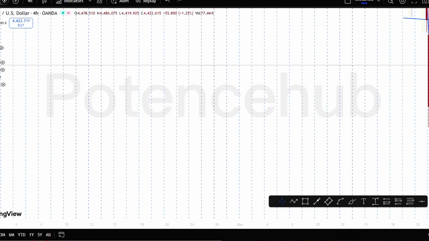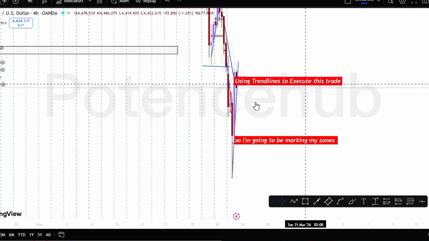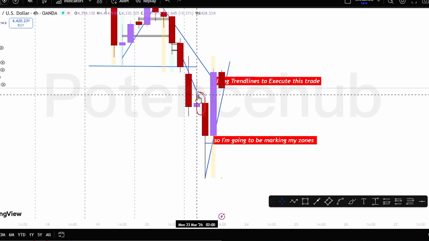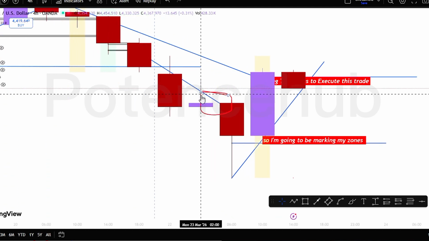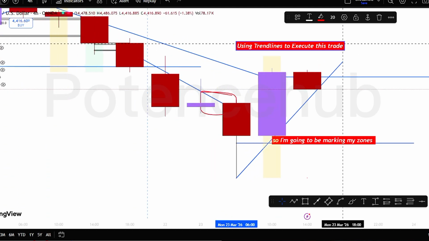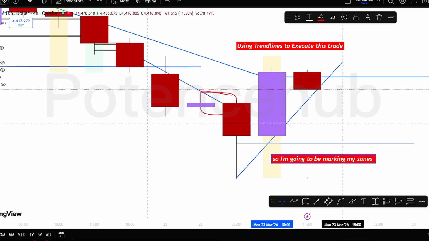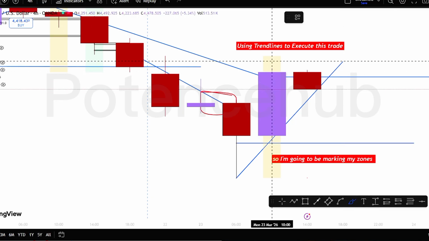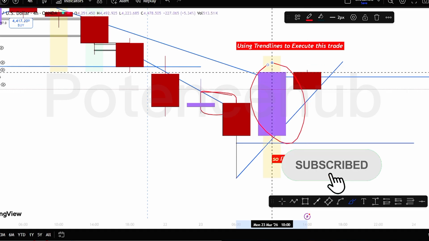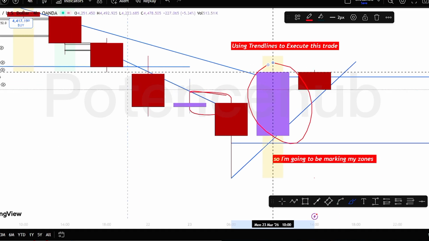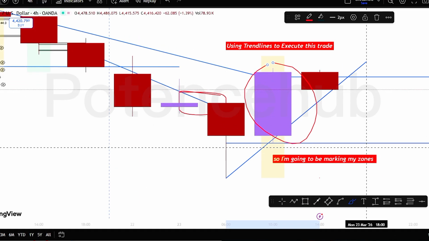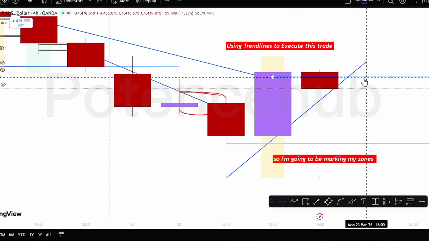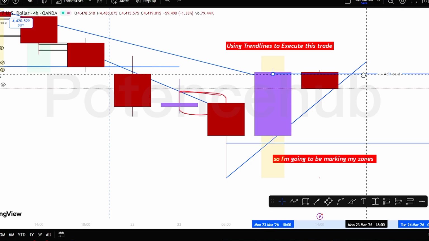Now, as you can see, this is my 4 hour chart, so I have to mark out my previous 4 hour candle for my price action. So I was able to get my previous 4 hour high and low, as you can see right here.